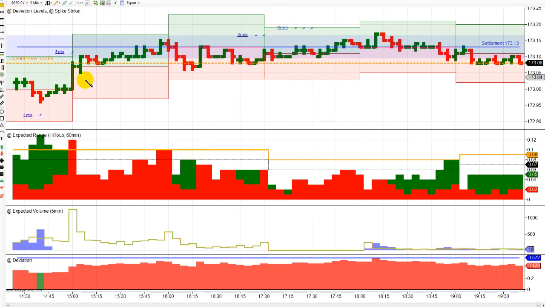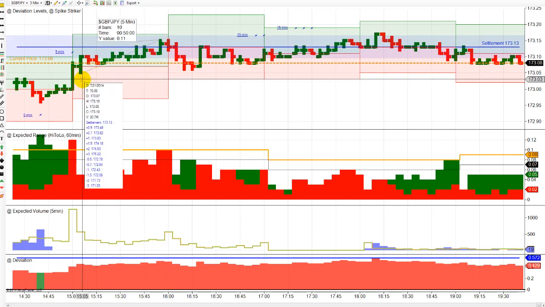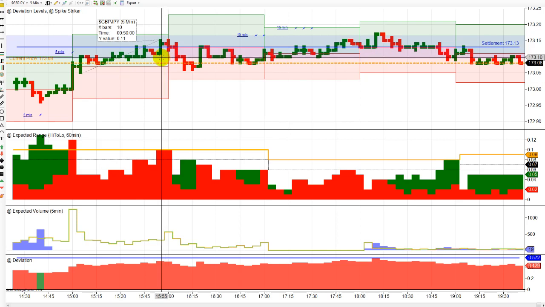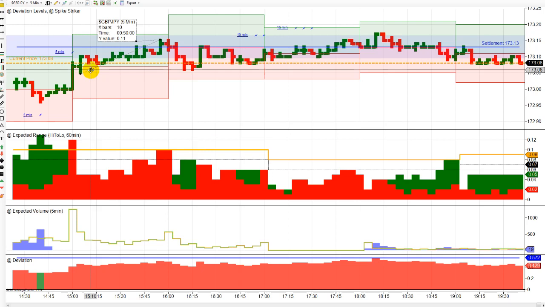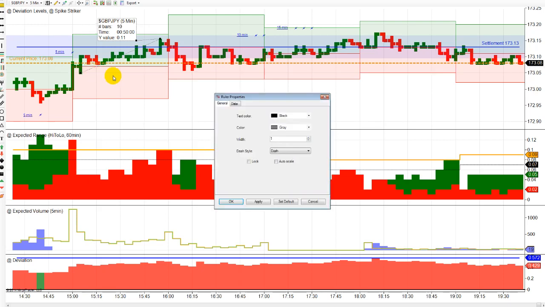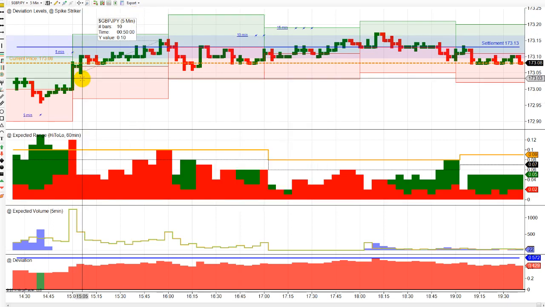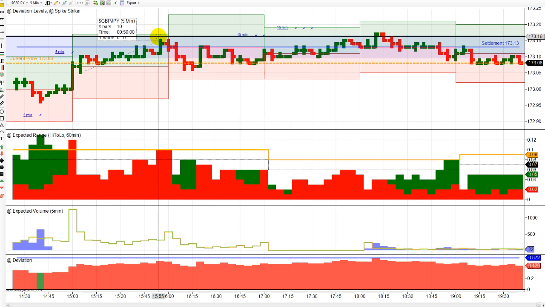Well, if we measure it, and this may not be perfect because I'm not getting right in on it, but I'm guessing I can get pretty close here. Let me change this. We got a low of 173.05 and a high of 173.15, which is rounding up. If I update that and click OK, it shows me that it moved from the low to the high 10 ticks.